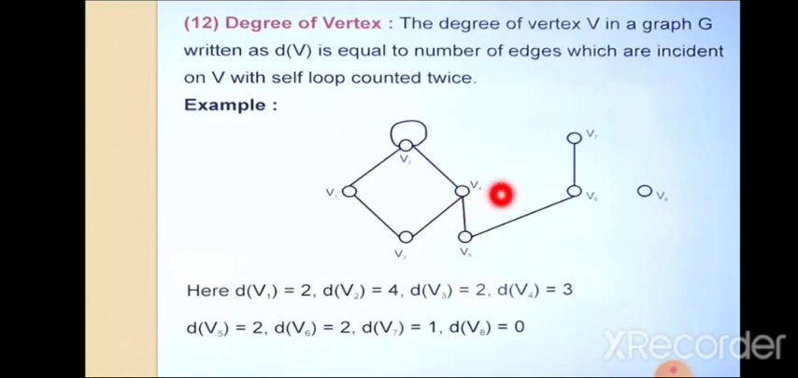The degree of V4 will be equal to 3, as we have three edges, this one and this one and this one. But the degree of V2 will be equal to 4, as we have this edge first, this edge second, and this is a self loop, so we'll count it twice. So it will be 2, and 2 plus 1 plus 1 is equal to 4. So degree of V2 is 4. Now similarly, degree of V8 is equal to 0 because there is no edge connected to it. So we say its degree is 0.